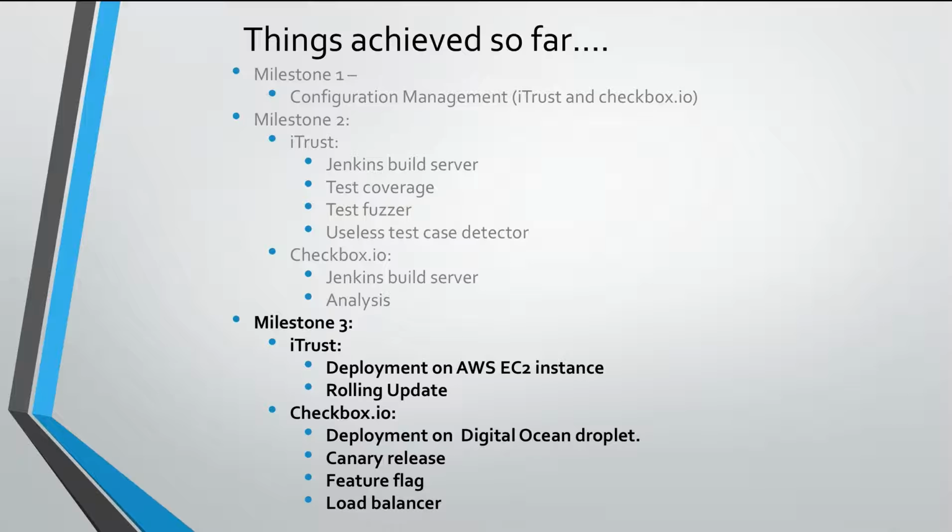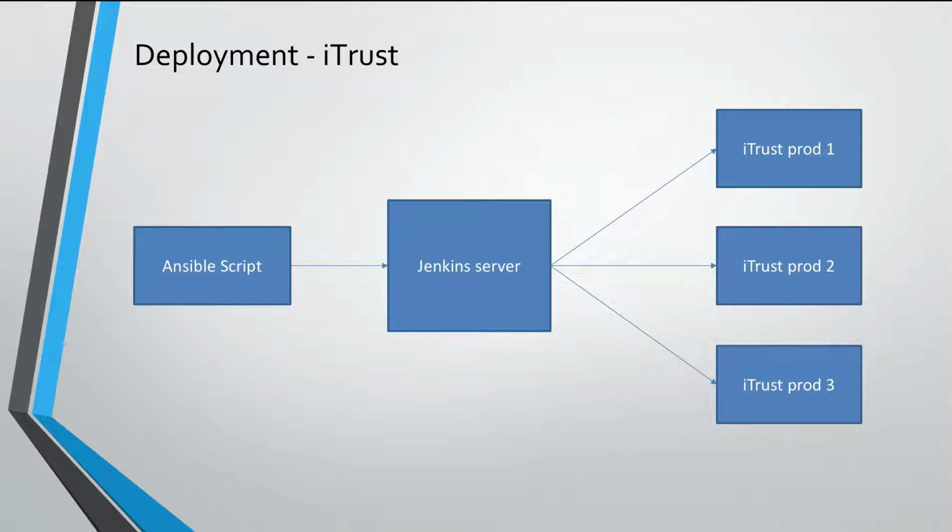project. In milestone 3, we have targeted the deployment process in which iTrust and Checkbox are deployed onto AWS EC2 and DigitalOcean instances using Ansible. We have implemented the rolling update strategy for iTrust in which one server is configured at a time.